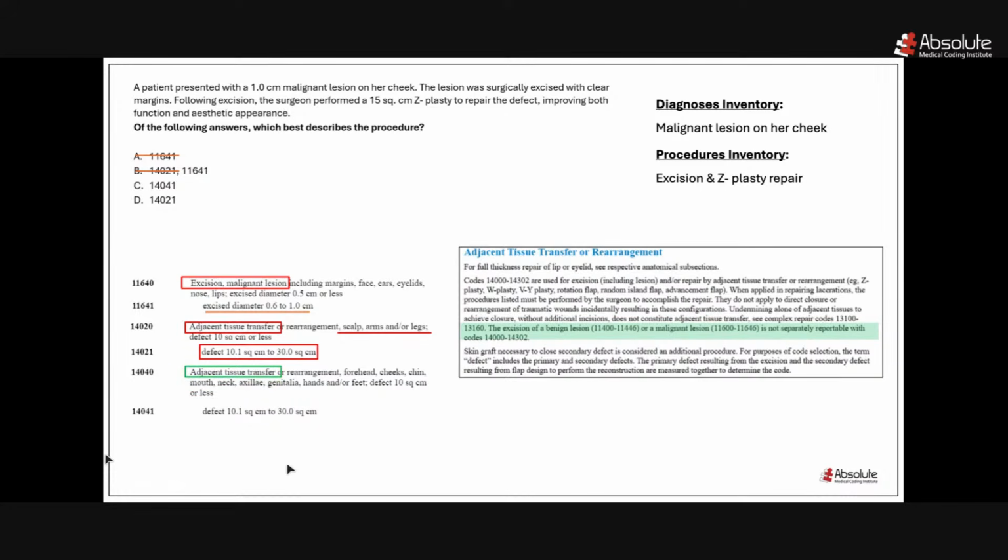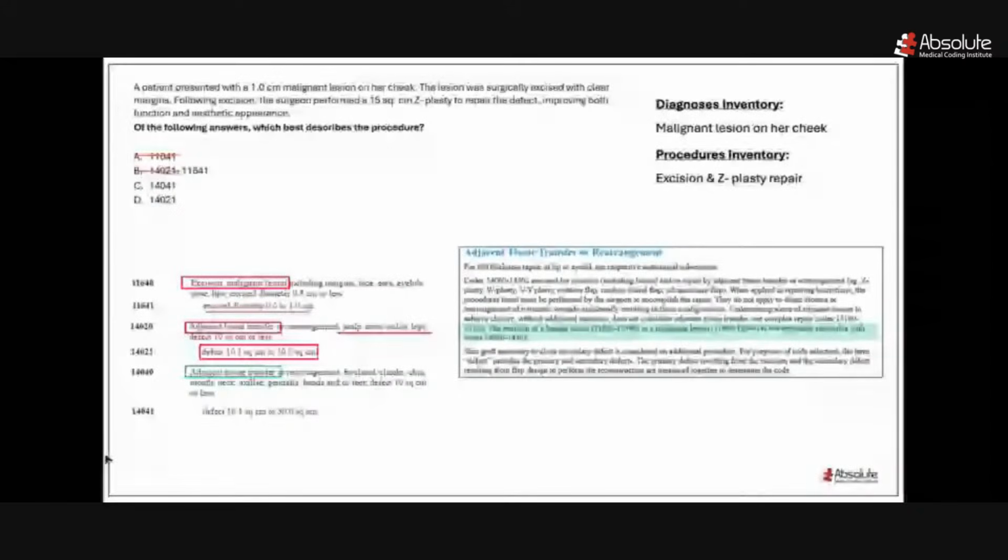Yes, option D is incorrect because that is coding for a wrong location. We had ATT performed on the cheek. Okay, so that is a keyword here. It's a Z plus T, that is for your ATT procedure. So adjacent tissue transfer was performed on the cheek, and 14021 is coding for an ATT procedure at scalp, arms, and or legs. So that's a wrong location. That's why option D is incorrect.